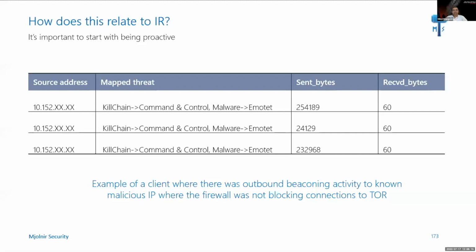And then this is an example from a client where there was outbound beaconing activity to malicious IPs. The firewall's not blocking anything, so we could actually see connections to known C2 IPs, where the sent bytes was much larger than the received bytes, and overall there was about a terabyte of data that was uploaded from the client environment, which the client didn't know about because the firewall was not actually blocking all of this traffic.